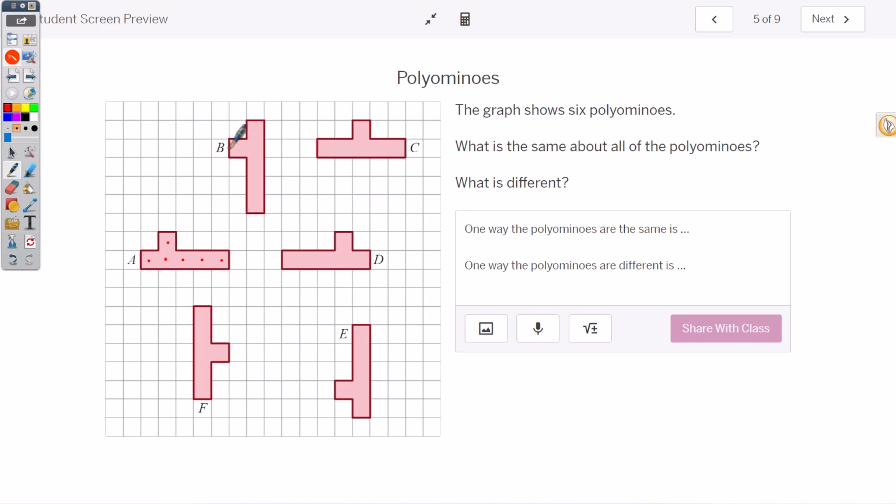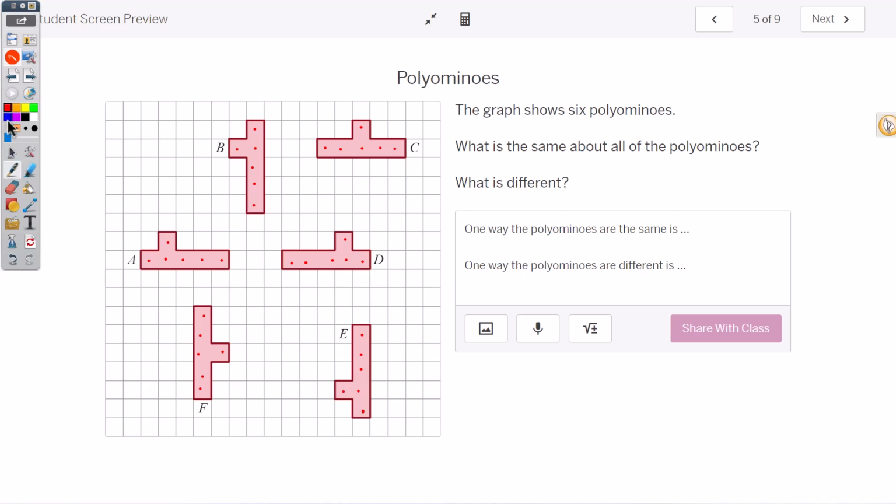And the same is true of all of them. I could look at figure B here: 1, 2, 3, 4, 5, and then 6 on the side. And figure C looks a little bit different, but it still covers 6 square units. The same is true of all of them: 5 in the long part, and then 1 little bump out. One more time, 1, 2, 3, 4, 5, 6 square units. So they all have the same area.